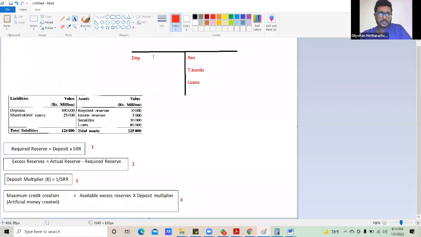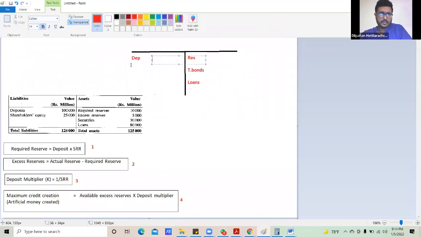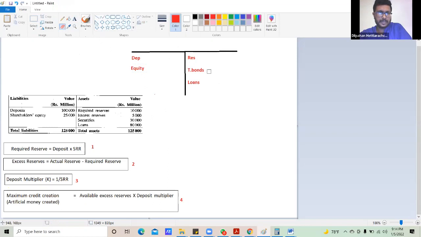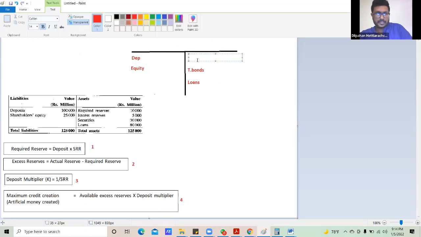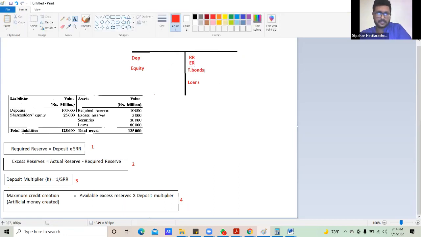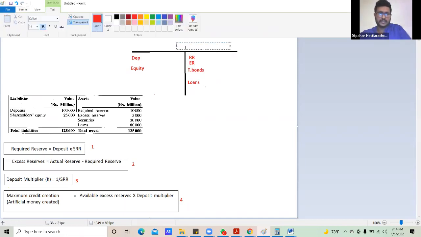So deposits is there, then equity is there, reserves. What I do is, first one is required reserves, and the second one is excess reserves. And then treasury bonds and securities, same. Loans, right? So we have this relevant information.